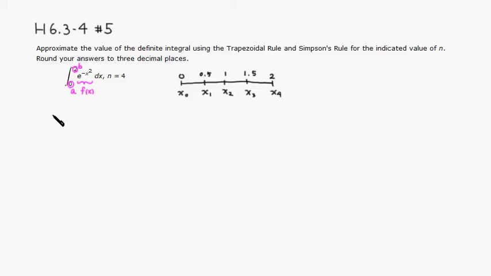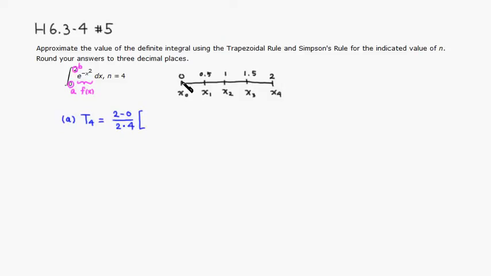So let's do part A, trapezoidal rule. T4 is what we want to find. So remember that it's going to be b minus a, so b in this case is 2 minus a is 0, over 2 times n, in this case 4, T4.